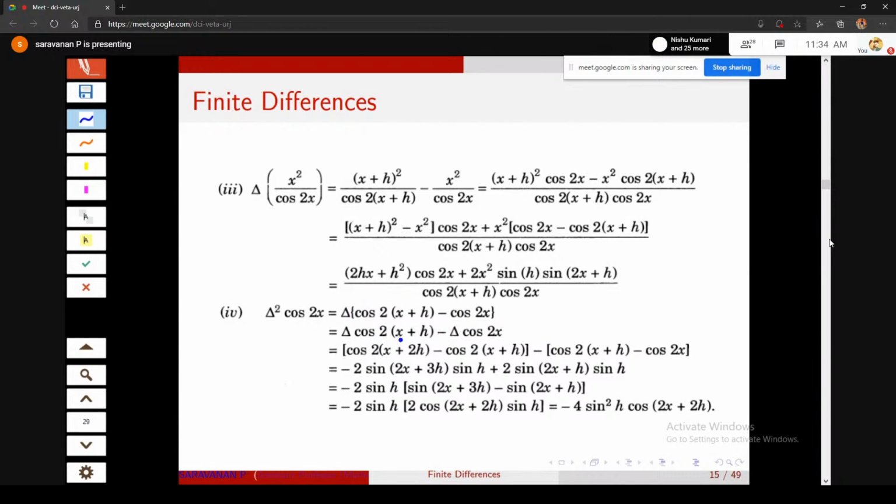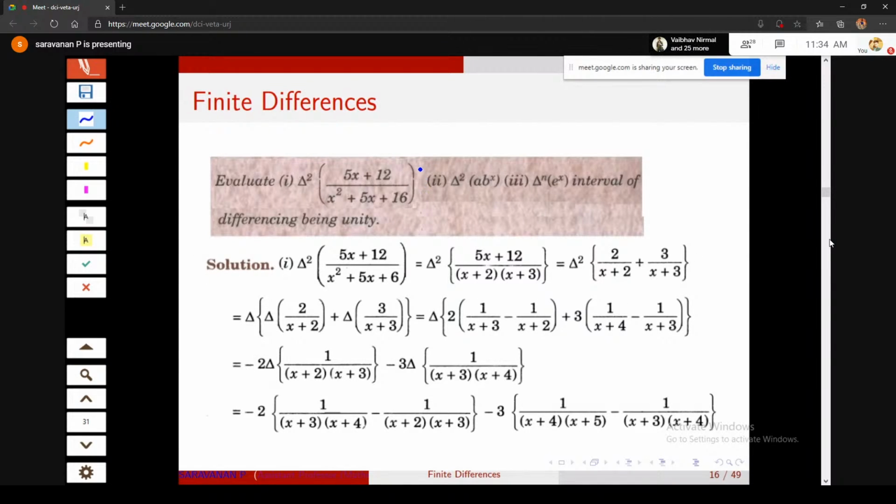Now apply the definition again. What is delta of cos 2 times x plus h? What is the next value of x plus h? x plus 2h. So cos 2 times x plus 2h minus the same thing, that is cos 2 times x plus h. Now what is delta of cos 2x? Cos 2 times x plus h minus the same thing, that is cos 2x. After that, just a simplification. Apply the cos A minus cos B formula, then simplify further, you will get the answer. Is it clear? Yes, sir. Okay.